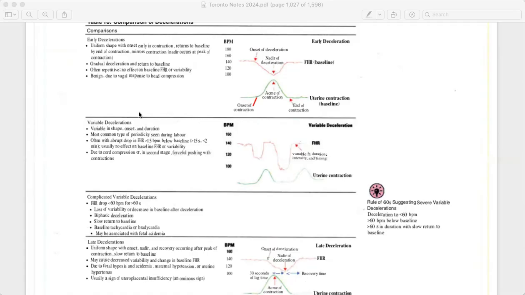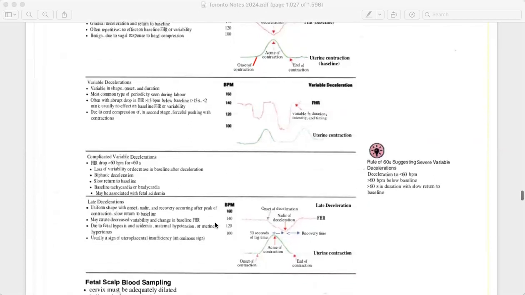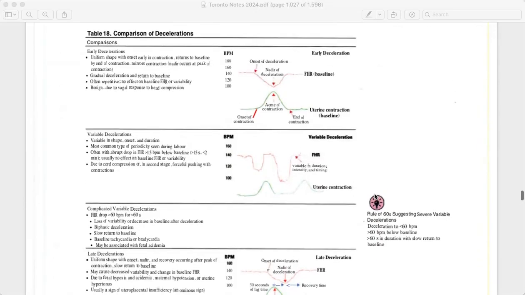Only the early deceleration, all you need to do is reassurance, because this is benign. If you can remember, the complicated one is basically caused by the fetal acidemia. Rule out the 60: it suggests variable deceleration to less than 60, more than 60 below baseline, or more than 60 seconds in duration with the slow return to the baseline. So this is basically the severe variable deceleration. I hope you don't have any question up till now. Still, what I'm telling you, you need to remember these ones.